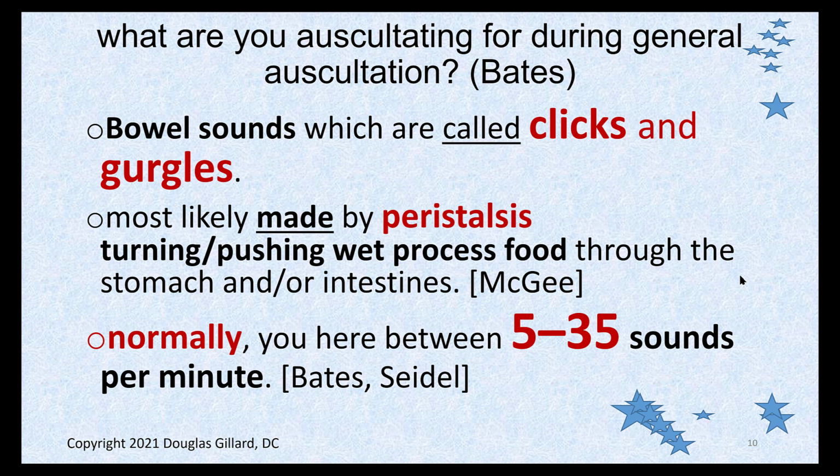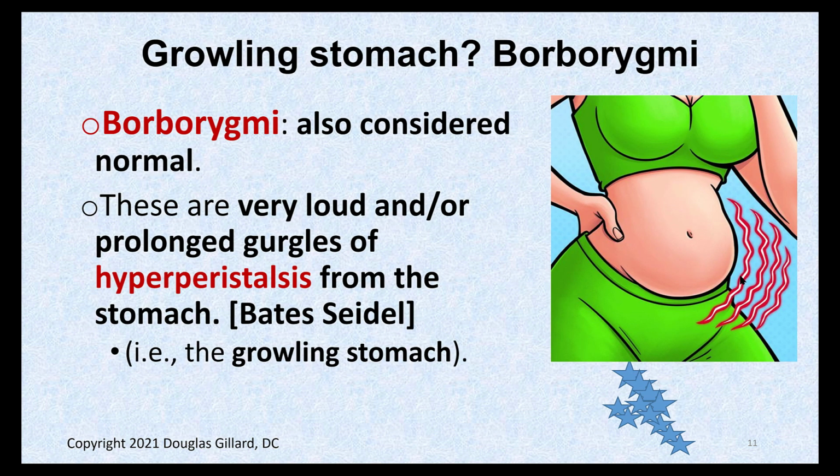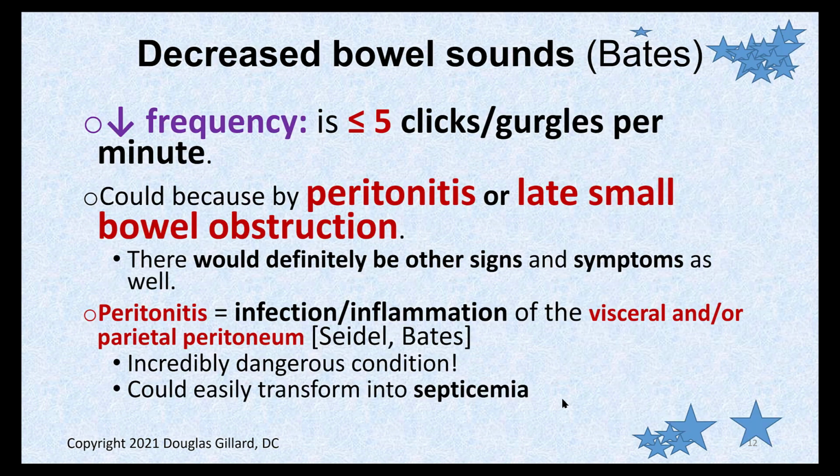Memorize this. Normally, there should be between 5 and 35 clicks and gurgles per minute. So that would be 6 to 34, or between 5 and 35. Got it? Memorize that number. You guys usually don't know this, but if you hear your stomach growling really loud, especially when you're hungry, that has a name. That's called borborygmi. Very loud hyperperistalsis. And we don't count that as a click and gurgle. In fact, if you hear that, you have to start over again.